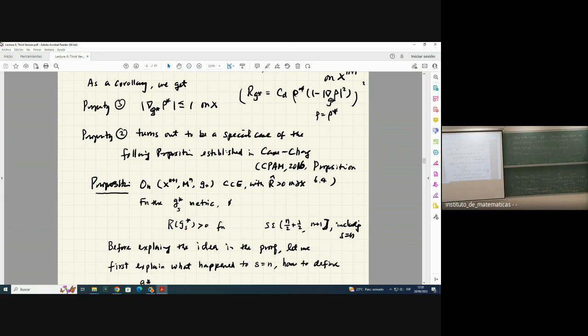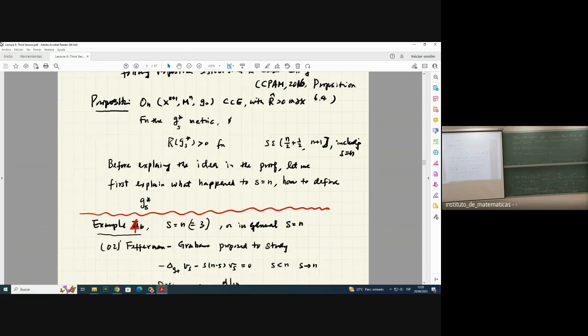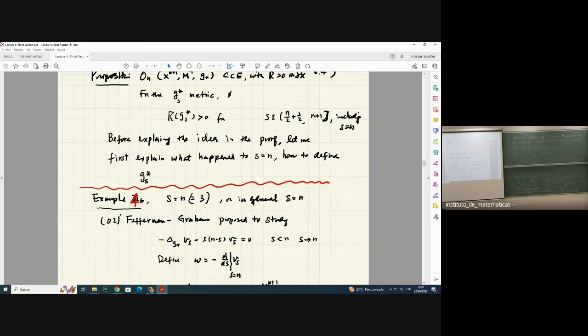So let me remark that at this moment, it turns out that for all adapted metrics, when S is between n over 2 plus 1 half and n plus 1, one can use a continuation method to show that the scalar curvature of G S star is always positive. Okay, and this is a theorem observed by myself and Jeffrey Case.